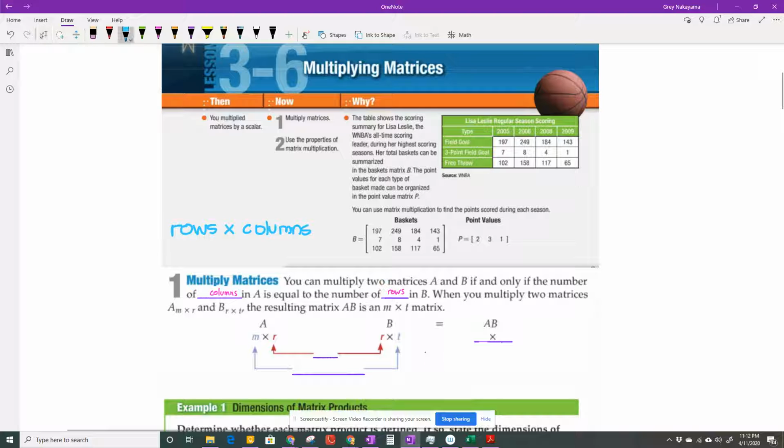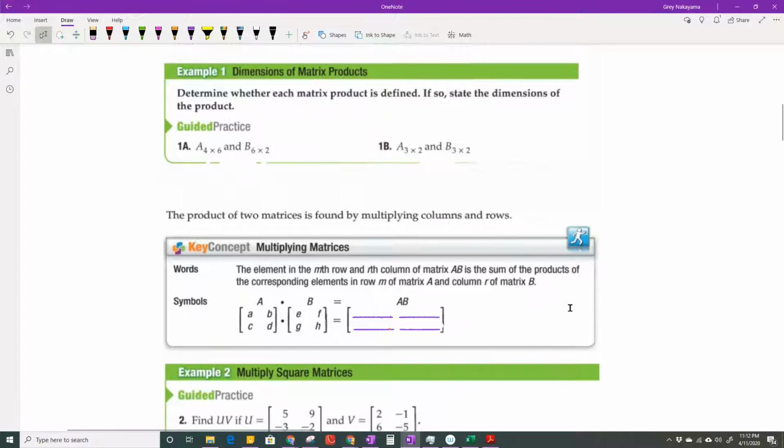And the only way that you can multiply those is if these are the same number. And if they are the same number, then these outside numbers are going to be the dimensions of your new matrix. So when I multiply A times B, I'm going to end up with an M by T. Okay, so let's go. You have to remember that, because that's the first thing you should always do whenever you're multiplying matrices. Unless they are square. If they're square, same dimensions, it's not really a problem.